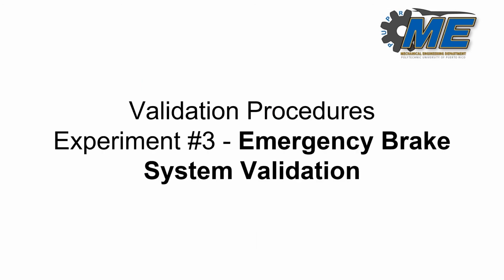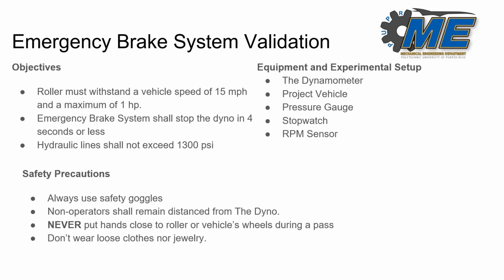result. Our validation procedures conclude with experiment number 3, which is the emergency brake system validation. Now for experiment number 3, the objectives are the roller must withstand a vehicle speed of 50 miles per hour and a maximum of 1 horsepower.